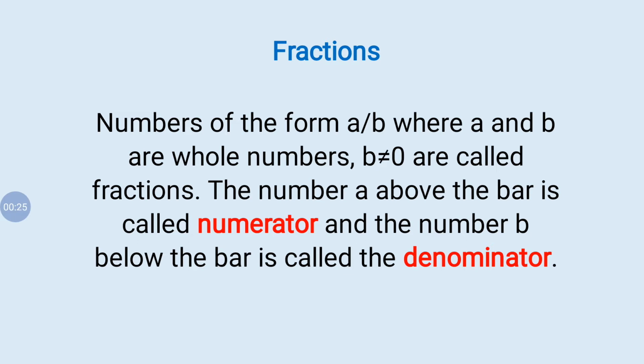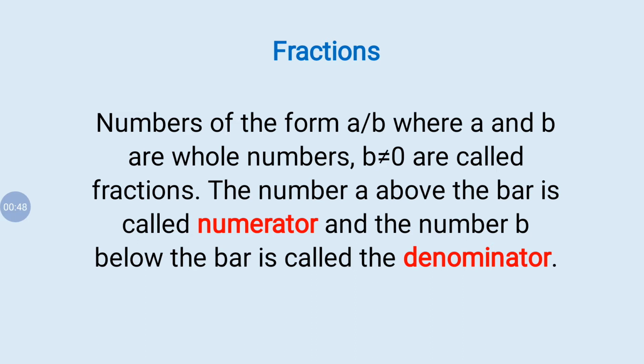b is not equal to 0 are called fractions. The number a above the bar is called the numerator, and the number b below the bar is called the denominator. A is a numerator and b is a denominator.